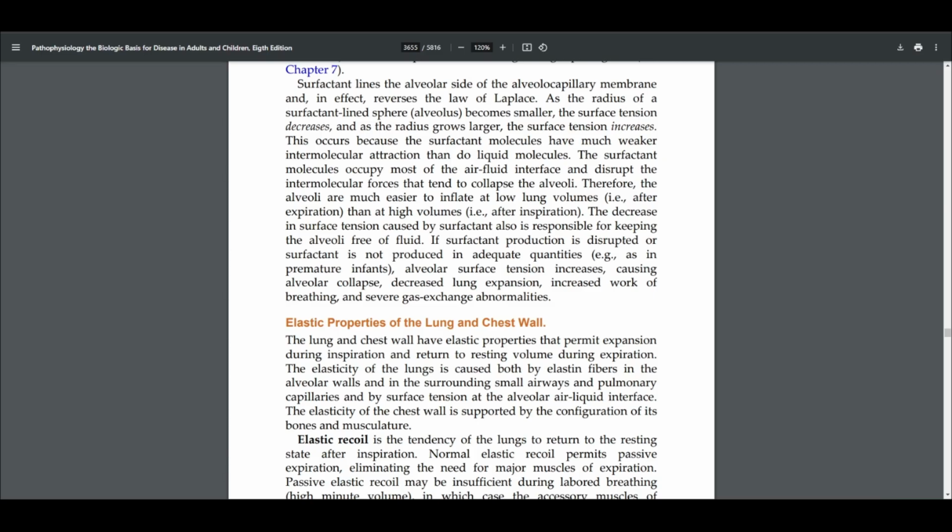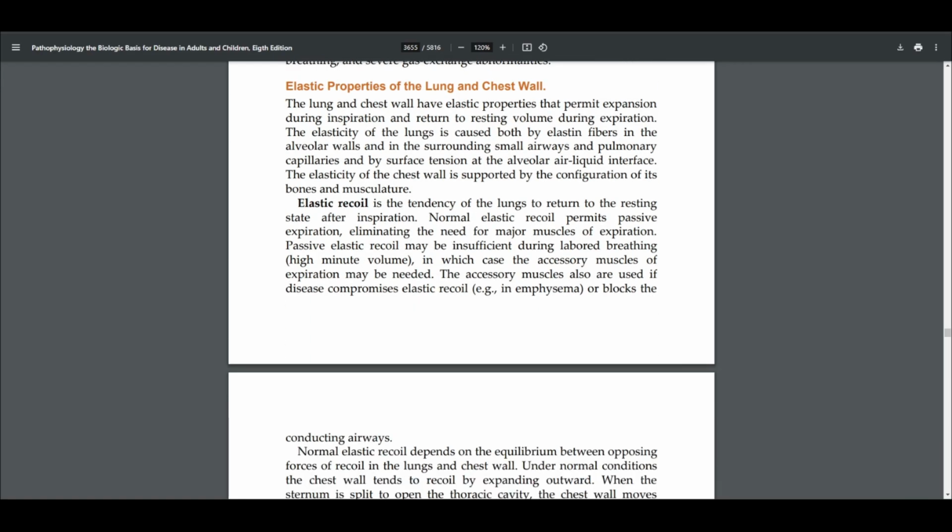If surfactant production is disrupted or surfactant is not produced in adequate quantities, such as in premature babies, alveolar surface tension increases, causing alveolar collapse, decreased lung expansion, increased work of breathing, and severe gas exchange abnormalities.